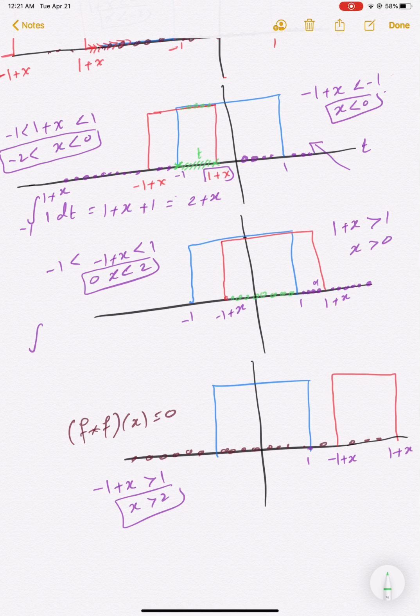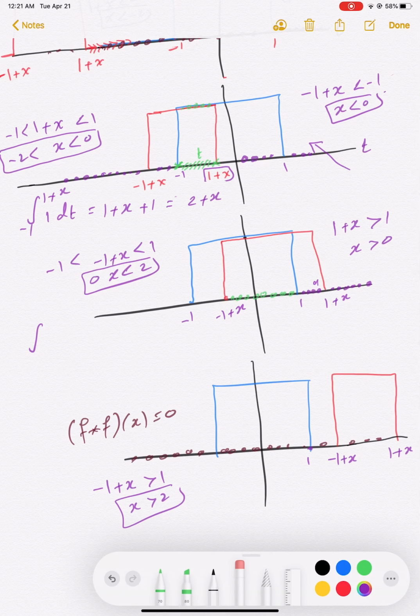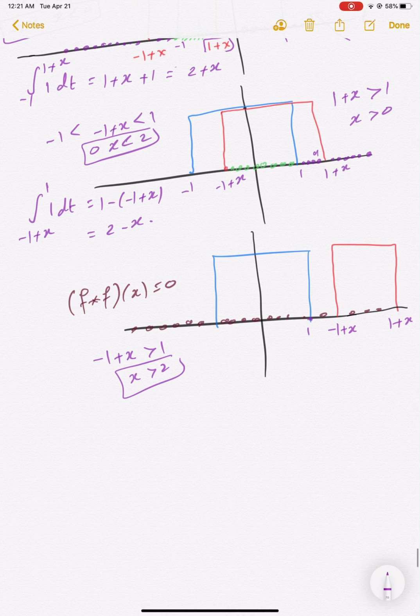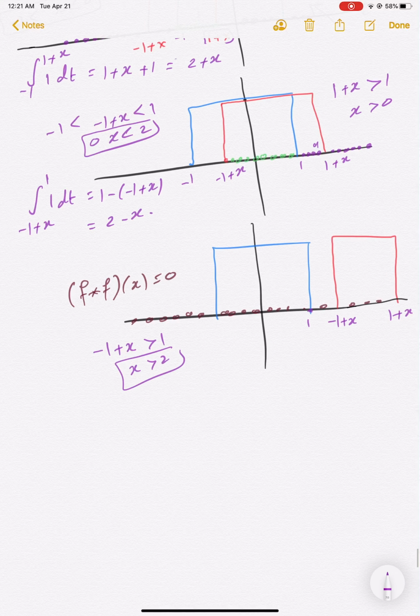So what happens in this green one is the limits are from negative 1 plus x up to 1. And when you multiply the two functions, they are both 1. So it's 1 dt, and this is 1 minus negative 1 plus x, which is 2 minus x. So this tells you that when x is between 0 and 2, this is the convolution. So basically this is the graphical way we compute or we look at the convolution.